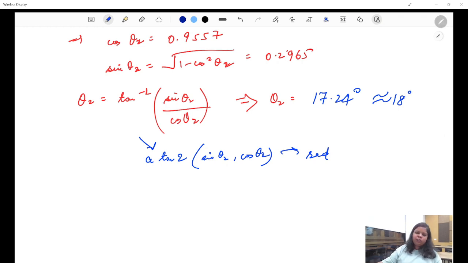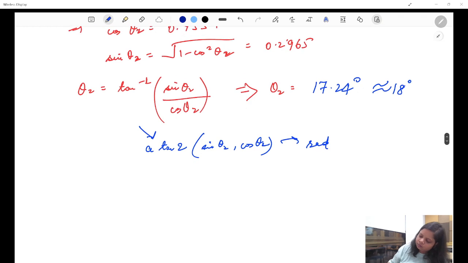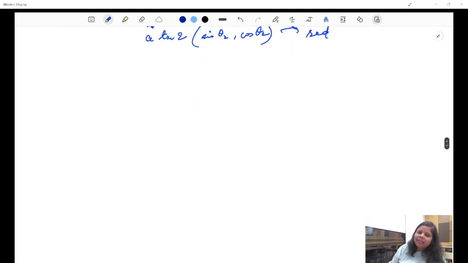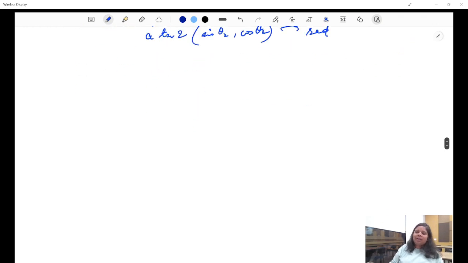So 18 degrees. So your theta 2 is 18 degrees. All right. If you want to find out theta 1 also, we'll have to use the geometric constraint. The question does not ask, hence I'm not telling you that.